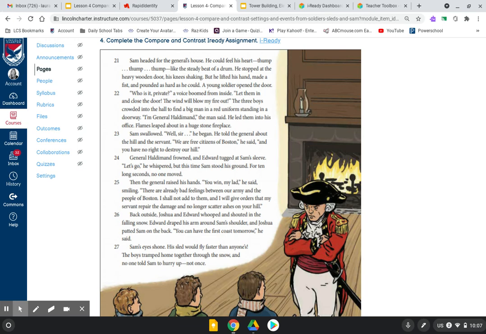Back outside, Joshua and Edward whooped and shouted in the falling snow. Edward draped his arm around Sam's shoulder, and Joshua patted Sam on the back. "You can have the first coast tomorrow," he said. Sam's eyes shone. His sled would fly faster than anyone's. The boys tramped home together through the snow, and no one told Sam to hurry up. Not once.